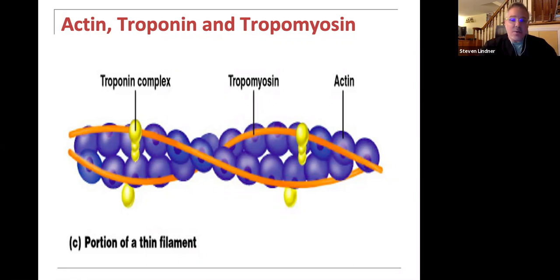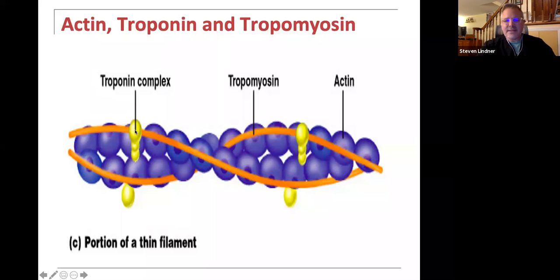Where is the active site? Where is the binding site? It's located on actin, on each G molecule. Is it fully exposed in this picture? No, it's not fully exposed. Well, why is it? What's blocking it? What's blocking it is this regulatory protein called tropomyosin. Now, is there another regulatory protein that's holding it in its place? Why, yes, there is. This regulatory protein right here called troponin.